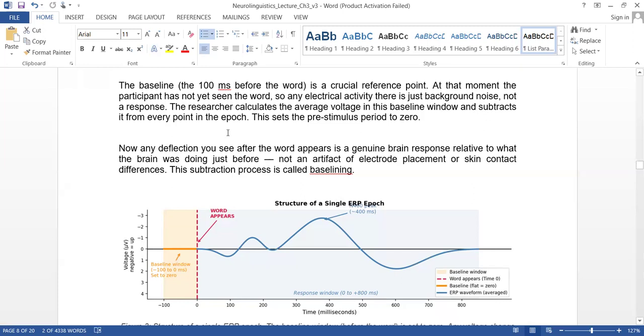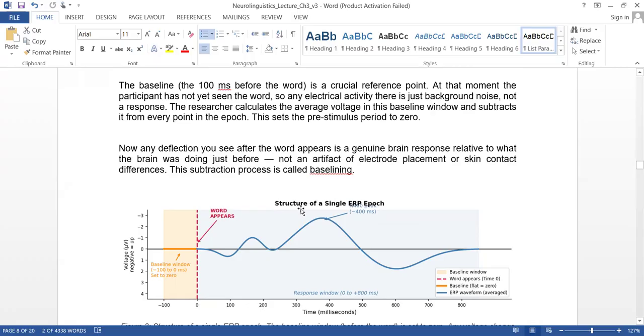They subtract it from every point in the epoch. So the point in the epoch means where it starts, for example, from here, right? Now, the epoch starts when the stimulus appears, right? Just from that point, what do they do? They subtract it, and that's why it becomes 0 basically, right? So they cut it off, and this subtraction is called baselining, right?